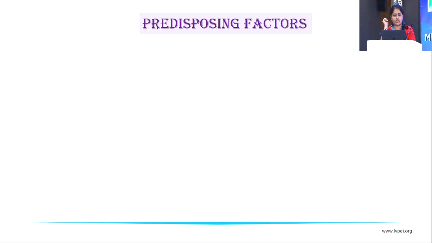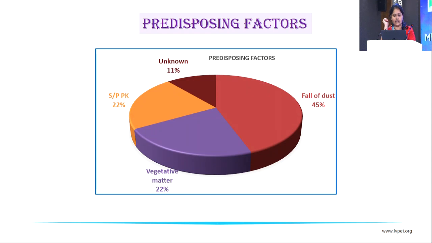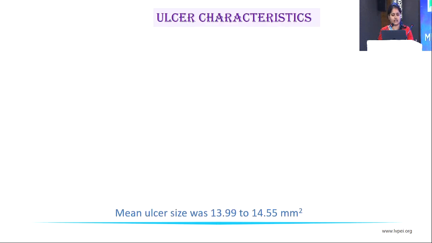So the predisposing factors that we analyzed in our study were history of fall of dust or soil in the eye as given by the patient in 45% of the patients, and a history of trauma with vegetative matter was found in 22%, and there was history of post PK in which the infiltrate was in the graft in 22% of the patients, and patients didn't give any relevant history in 11% of the cases.